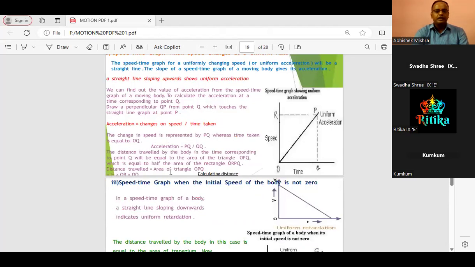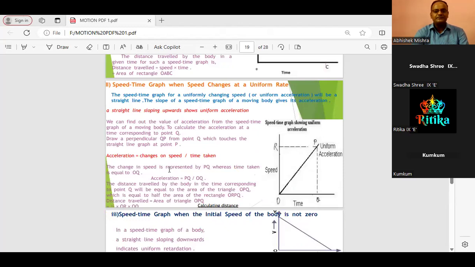See, the speed time graph when speed changes at a uniform rate. Here you can see the nature of the graph. It is a straight line. Okay, it is a straight line. Next.